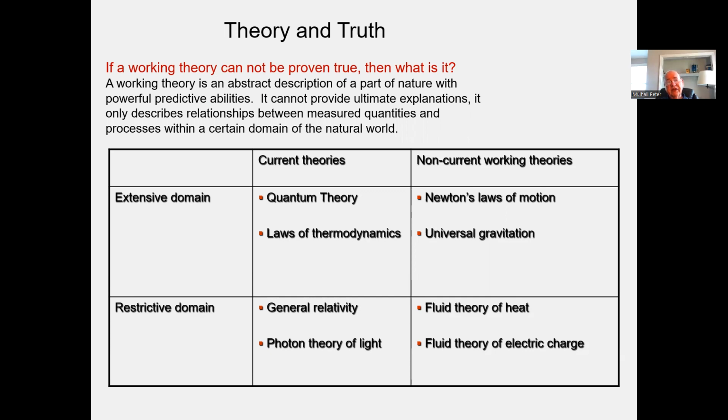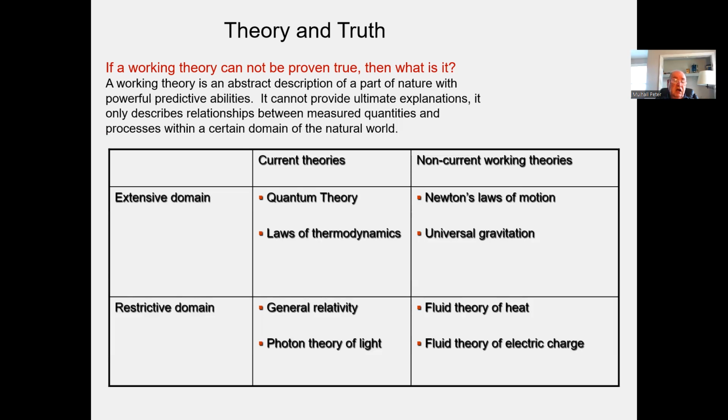On the row side, we have theories. Some theories have a very extensive domain of explanation. They explain a tremendous amount of diverse phenomena. And some theories have a much more restrictive domain, and they come in both current theories and non-current theories, as we'll see. The best of all possible worlds would be that first top box, that they are current and they're very, very extensive. Quantum theory and the laws of thermodynamics are good examples of still current theories, which have a tremendously wide range of explanation of various different kinds of phenomena.